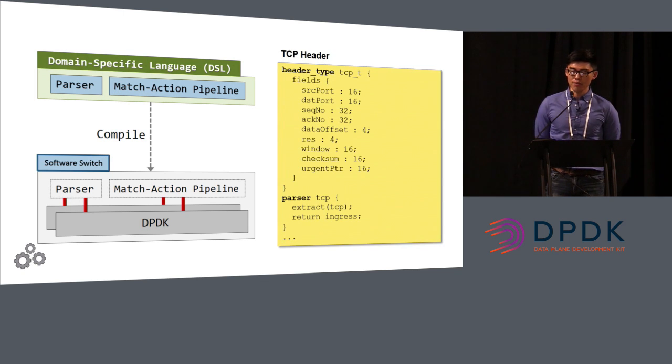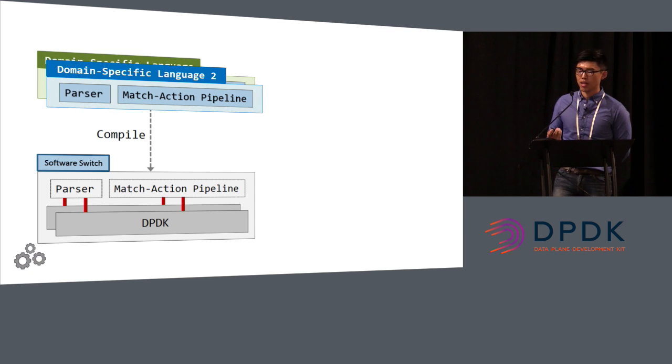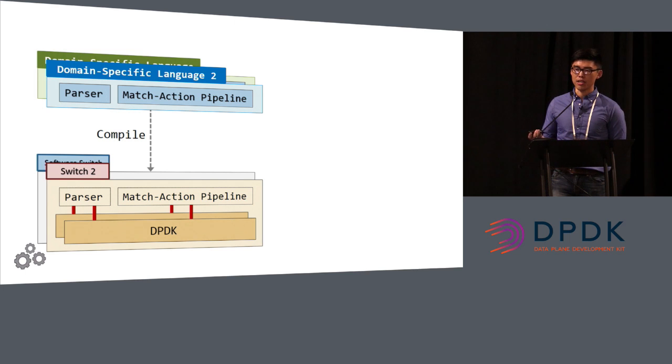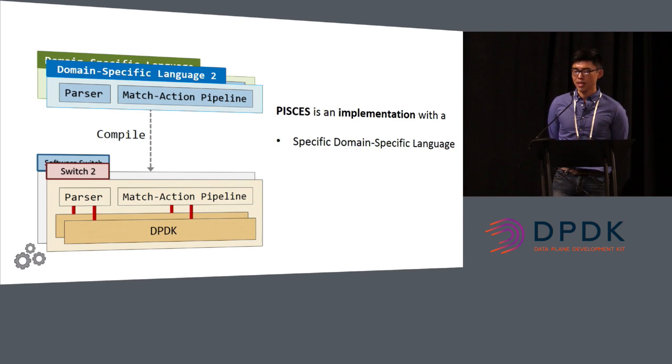As you can see, we could take a domain-specific language that looks like something we showed before, and then compile it down to the underlying software switch that we choose. And this could be generalized. The idea could be generalized into different domain-specific languages and to different targets. The idea is not specific to PISCES. PISCES is an implementation with a specific domain, a specific DSL, and a specific software switch target, but the idea could be generalized to anything.